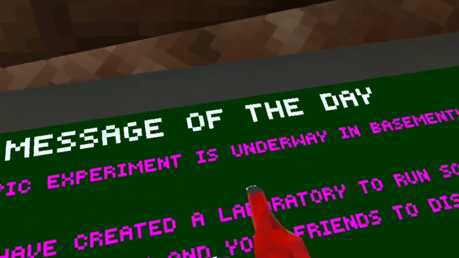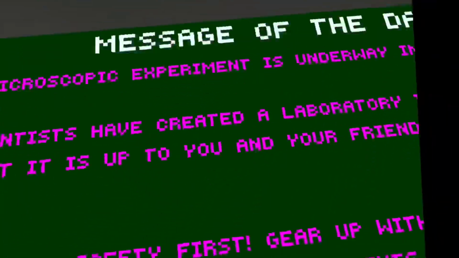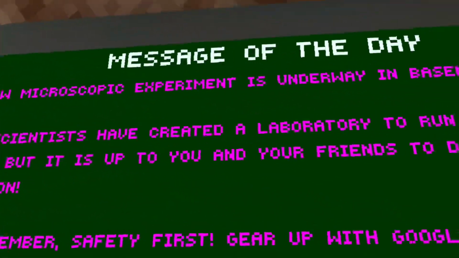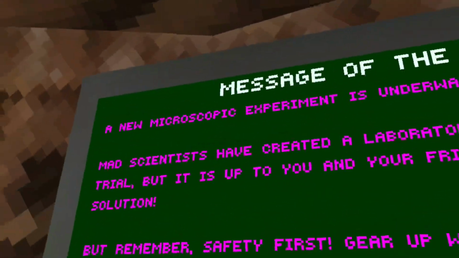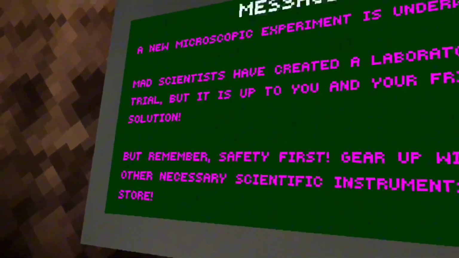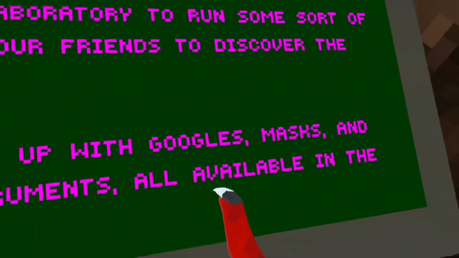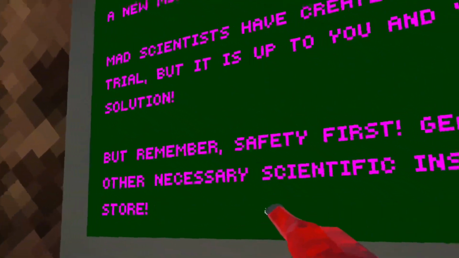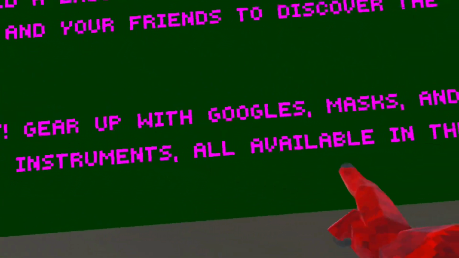A new microscopic experiment is underway in basement. Mad scientists have created a laboratory to run some sort of trial, but it's up to you and your friends to discover the solution. Remember, safety first. Gear up with goggles, masks, and other necessary scientist instruments, all available in the store.